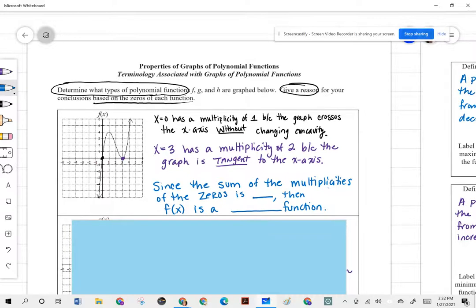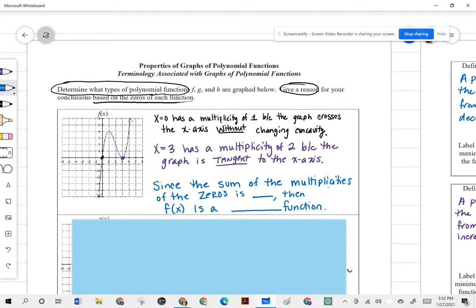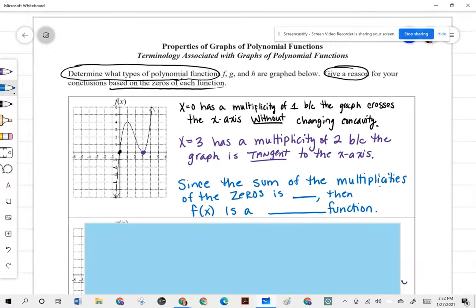All right, so we're going to talk about properties of graphs of polynomial functions. In this first example, we're supposed to determine the types of polynomial function that f, g, and h are, graphed below, and give a reason based on the zeros of each function. So let's take a look at this first graph and identify the zeros.